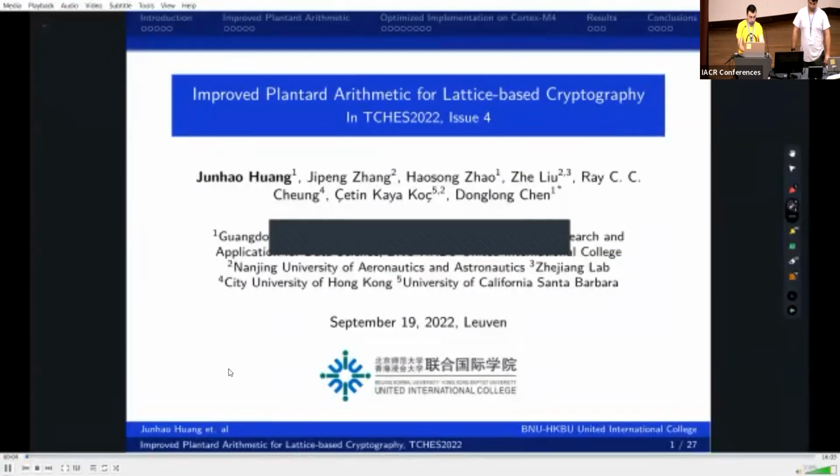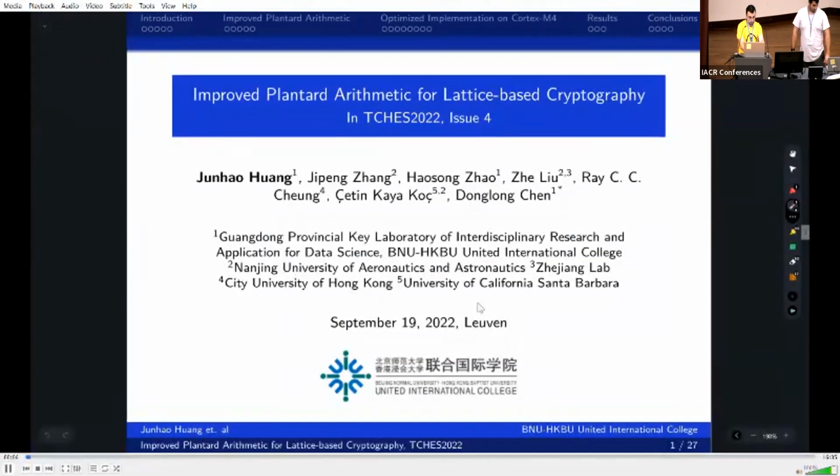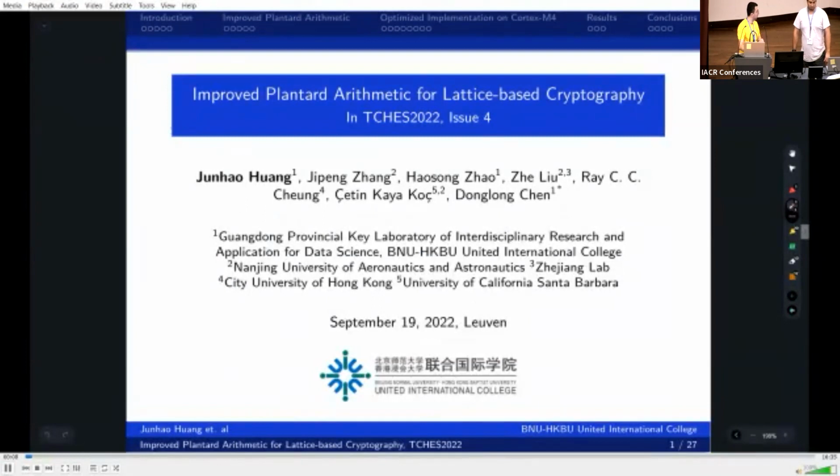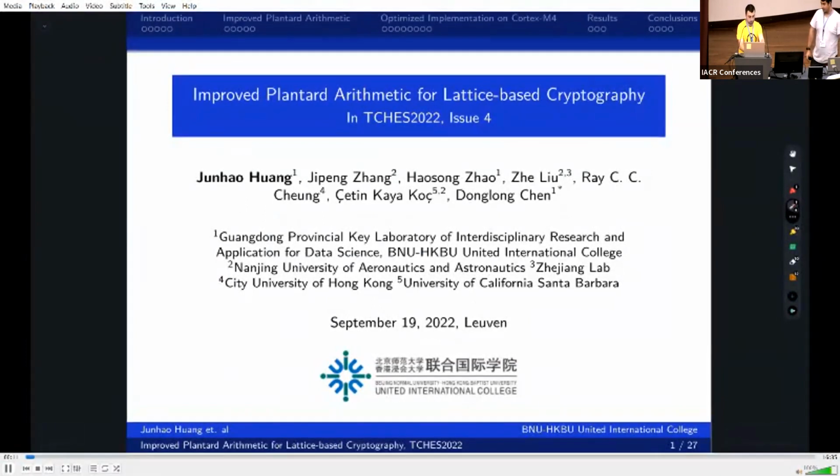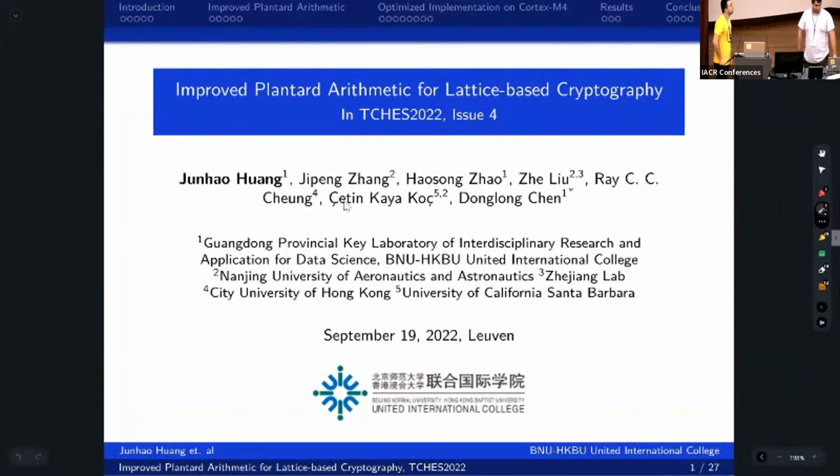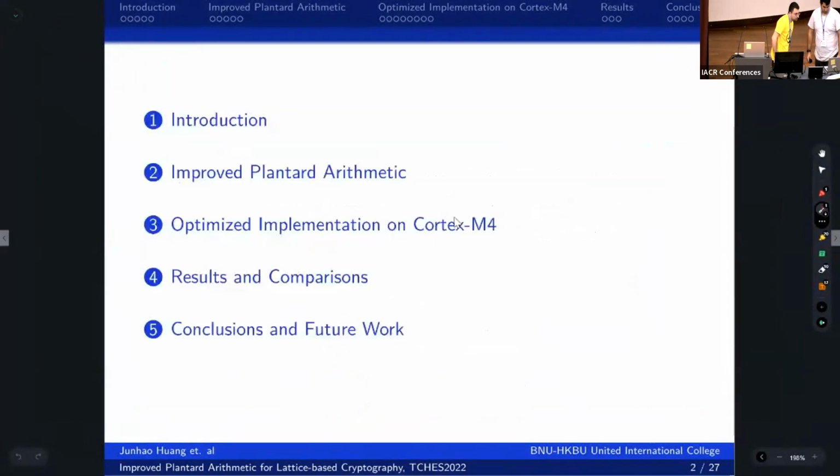Hello everyone, now I will introduce our paper, Improved Plantard Arithmetic for Lattice-Based Cryptography. My name is Junhao Huang. This is a joint work with Qipeng Zhang, Haosong Zhao, Zhe Liu, Weicixi Chen, Setting Kayakok, and Donglong Chen. I will introduce this paper in 5 parts.